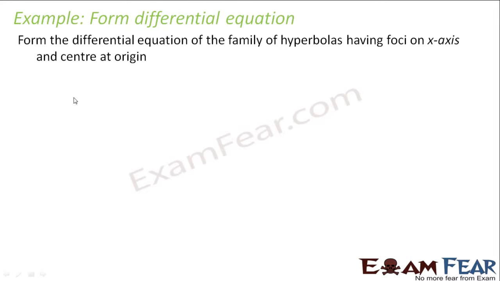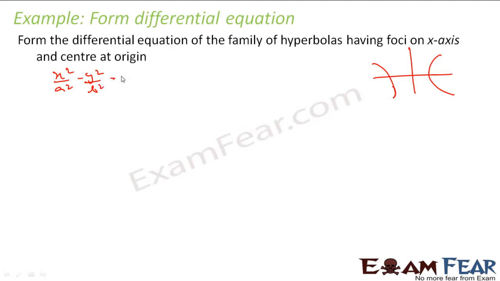Let's take one more example. We have to find the family of hyperbolas having foci on the x-axis and center at origin. That means we are looking for this kind of hyperbola, where the foci is on the x-axis and the center is at the origin. So this kind of equation is of this form: x square by a square minus y square by b square is equal to 1. Here also same thing, there are two variables, so we'll differentiate twice. So let's do that. This becomes 2x by a square minus 2y y dash by b square is equal to 0. Again differentiate.